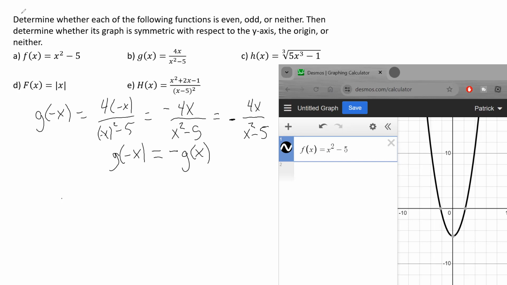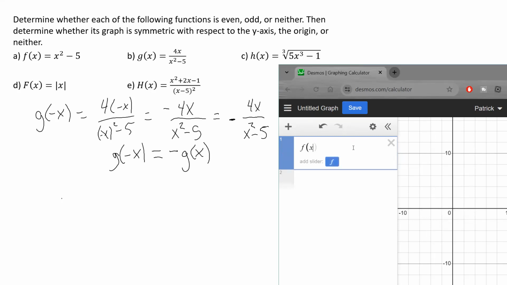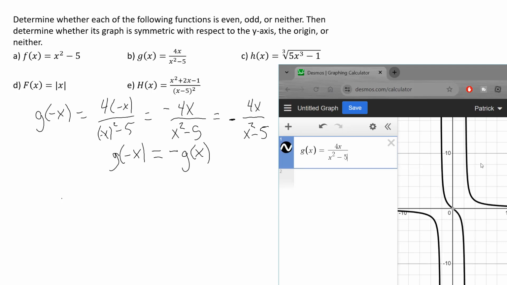So just to visually illustrate that, what we just proved is that the function is odd, so it's symmetric with respect to the origin. Okay, so g of x is equal to, if you just hit the backslash bar, it will create a fraction. So 4x over x squared minus 5.